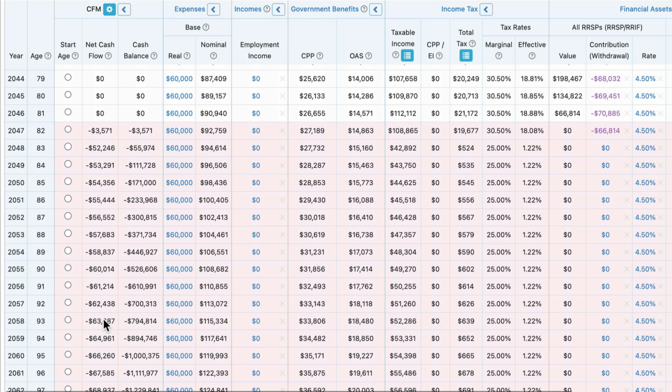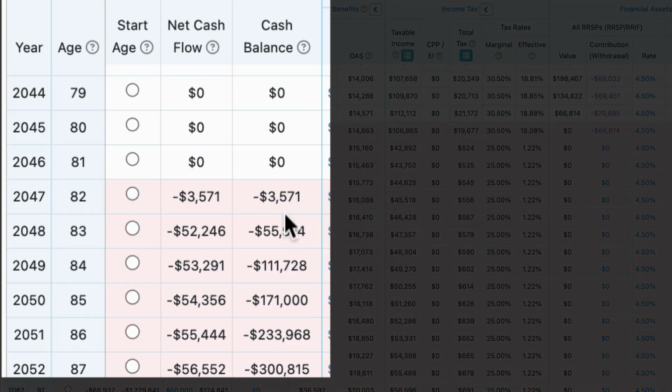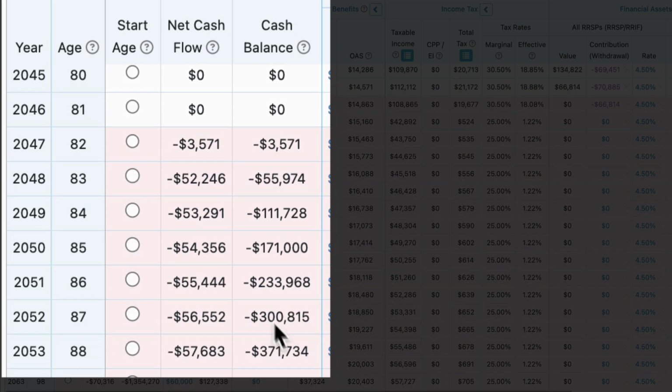Each year, she is short by a specific amount, as shown in the net cash flow column. These amounts accumulate in the cash balance column, to which we apply a borrowing rate. Essentially, Sarah is taking out a loan to cover her expenses.